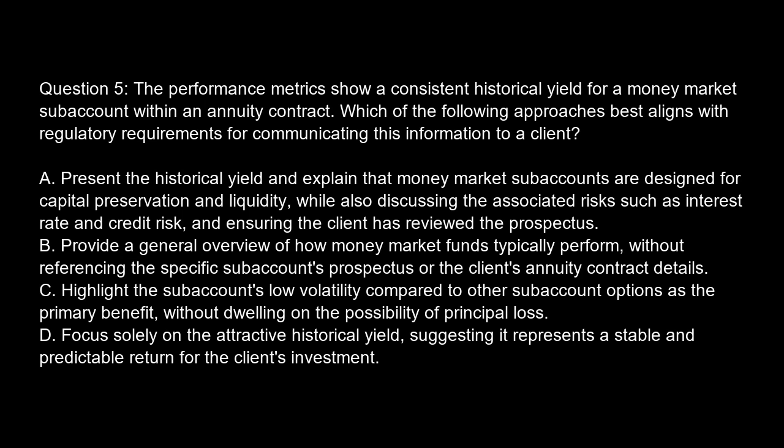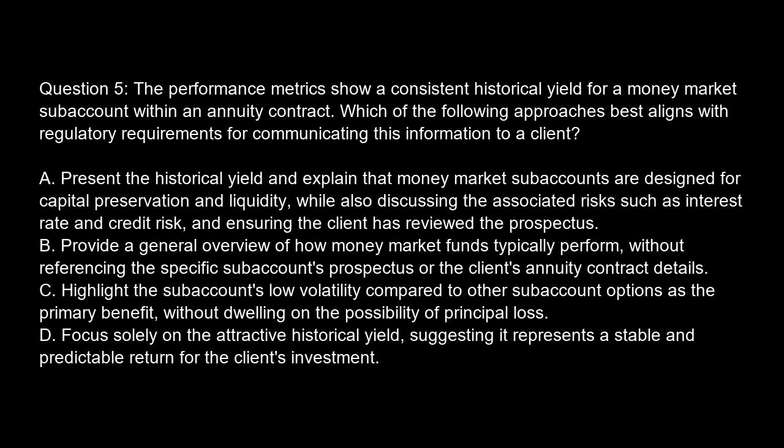Question 5. The performance metrics show a consistent historical yield for a money market subaccount within an annuity contract. Which of the following approaches best aligns with regulatory requirements for communicating this information to a client? Option A. Present the historical yield and explain that money market subaccounts are designed for capital preservation and liquidity, while also discussing the associated risks such as interest rate and credit risk, and ensuring the client has reviewed the prospectus.